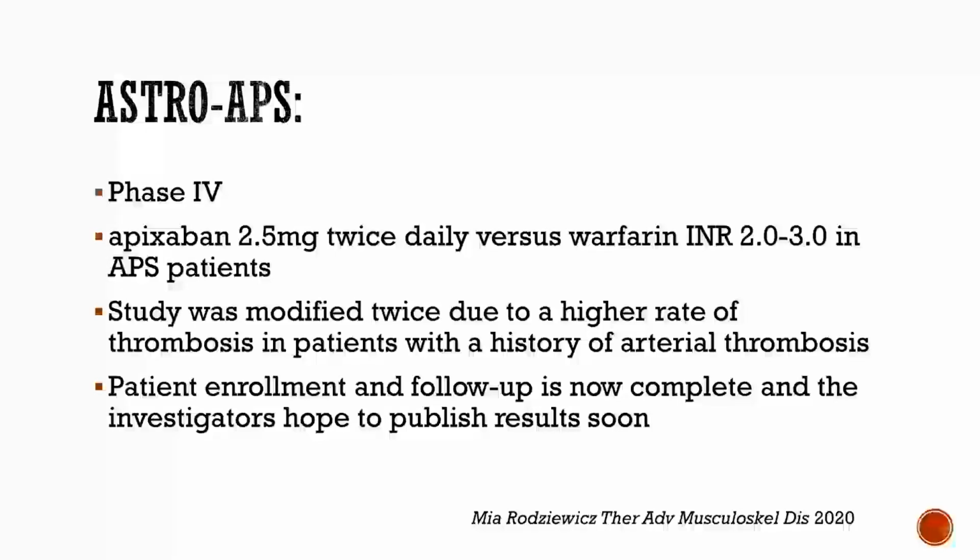If we move to apixaban, the only study published is ASTRO-APS, which was a phase 4, apixaban 2.5 twice daily versus warfarin standard intensity. The study was modified twice due to high rate of thrombosis in patients with history of arterial thrombosis. Patient enrollment and follow-up was completed last year, and still we are waiting for the publication.